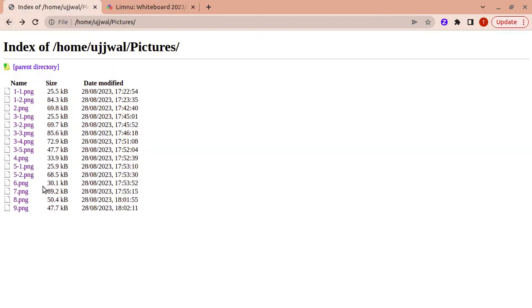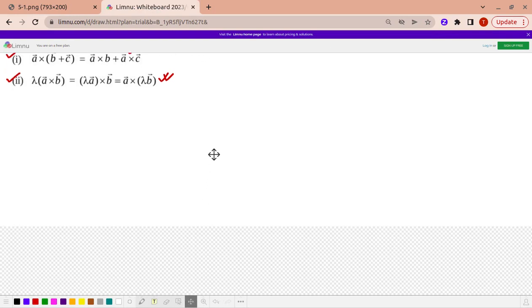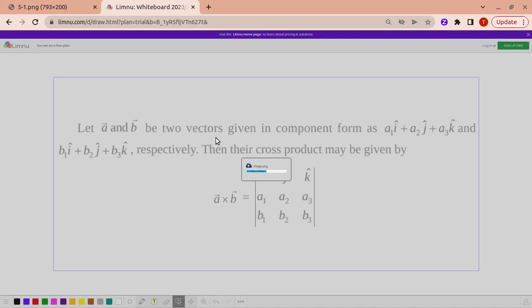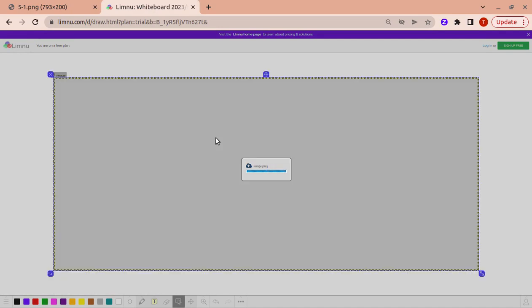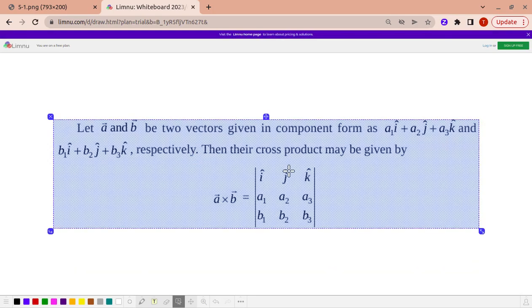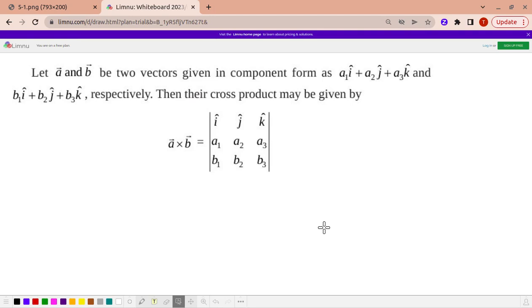Okay dear students, so now let us look into another way of finding the value of A cross B when both the vectors are represented in component form. So let A and B be two vectors given in the component form. Component form of a vector we have discussed in our earlier sessions, so you can look into our YouTube channel and get a clear idea about it.